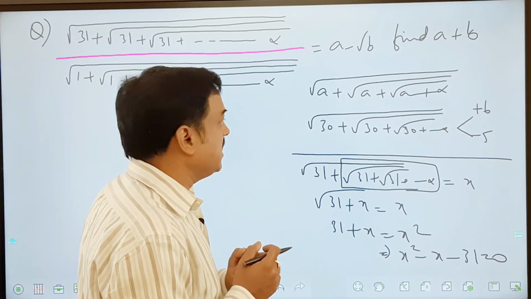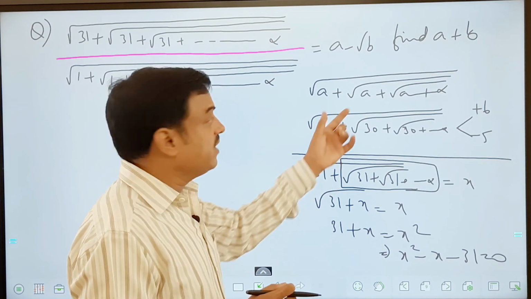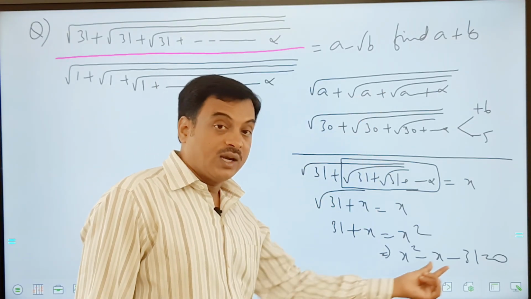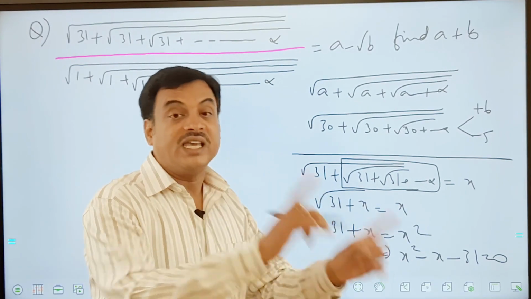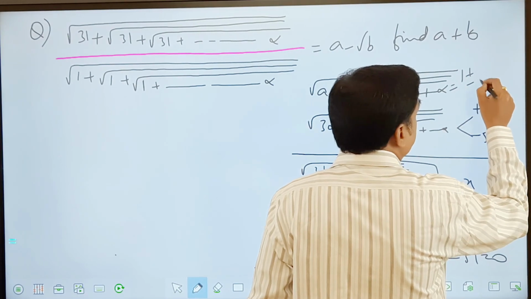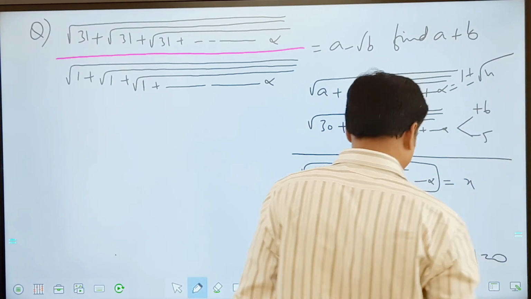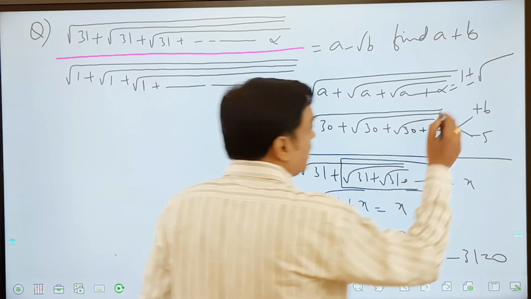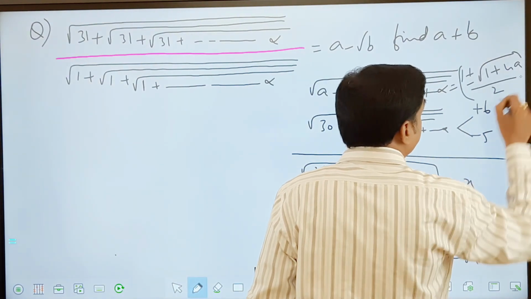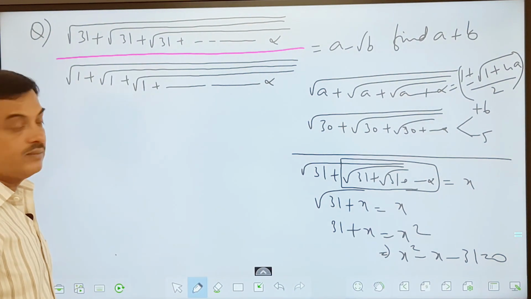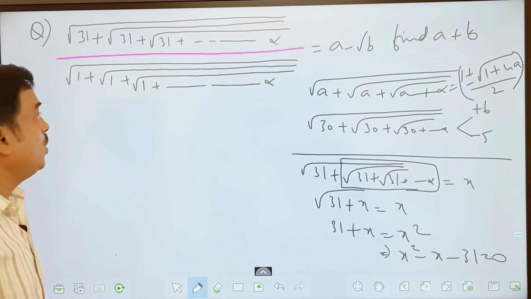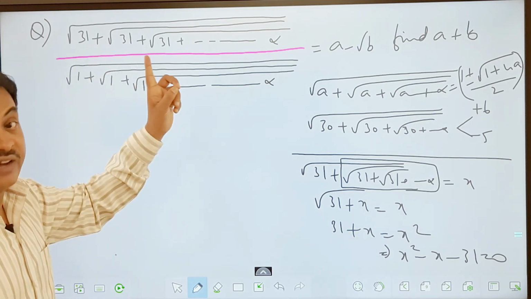My shortcut for this is, in case your question is given in this format with non-consecutive numbers, then you'll get a quadratic equation. Using the same formula, we have a shortcut here, which is 1 plus or minus under root of 1 plus 4a, by 2. If you can remember this formula. Now for example, here in place of a, we have 31.